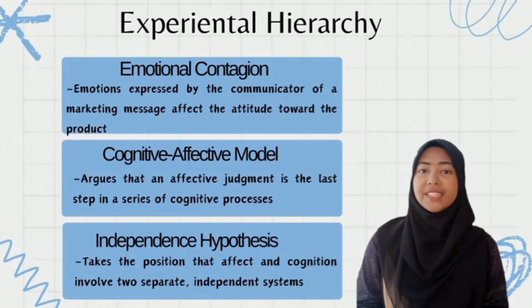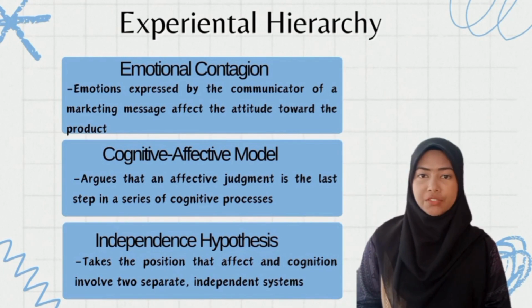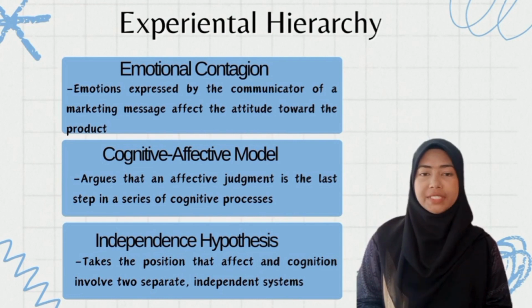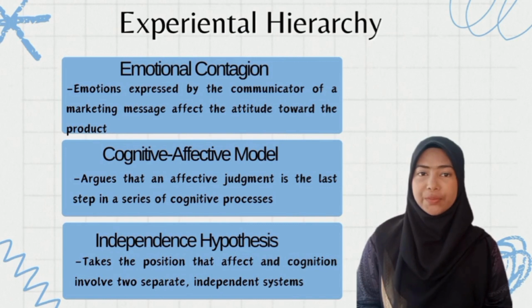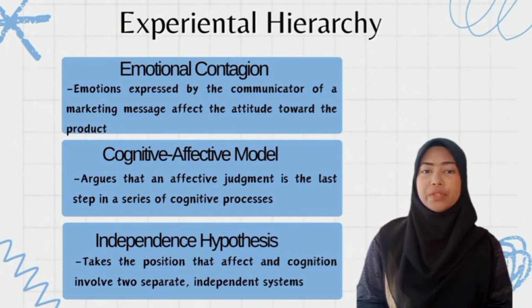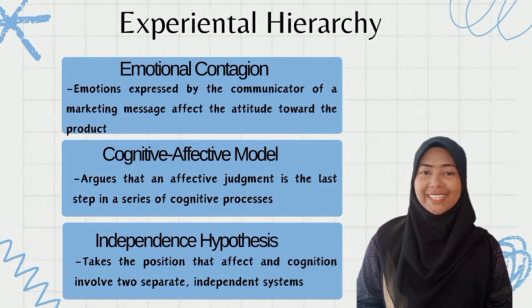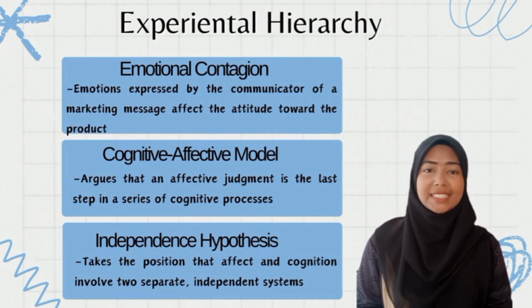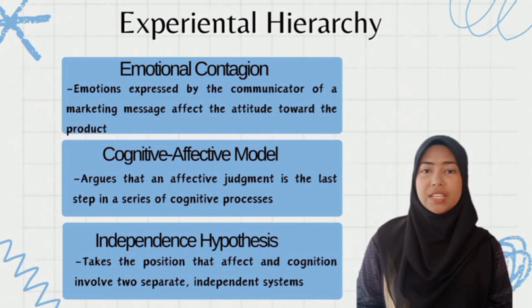There are three types of experiential hierarchy, which are emotional contagion, cognitive affective model, and independence hypothesis. The first one is emotional contagion. Emotions expressed by the communicator of a marketing message affect the attitude toward the product. The second is the cognitive affective model, which argues that an affective judgment is the last step in a series of cognitive processes. The third one is independence hypothesis. It takes the position that affect and cognition involve two separate independent systems.